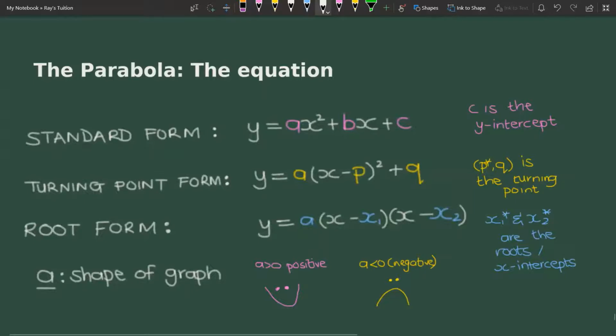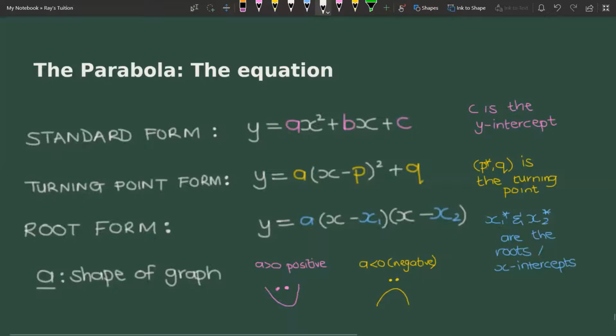The next form is called root form, and the equation is y is equal to a(x minus x1)(x minus x2). And again, there are three parameters. So a again is the shape. x1 and x2 are your x-intercepts or roots. And again, I've written it as x1 star and x2 star because you have to remember to change the sign to get the actual coordinates. So you can see there's a pattern then where the stars are. If in the original equation there's a minus, then it should be a star.